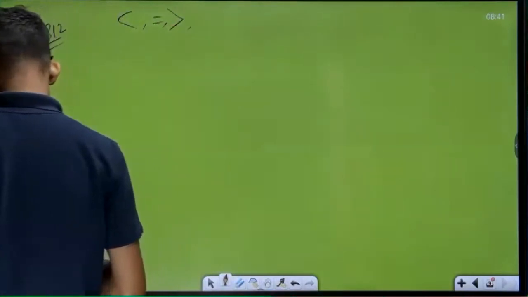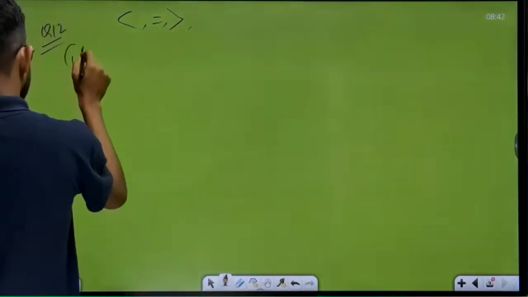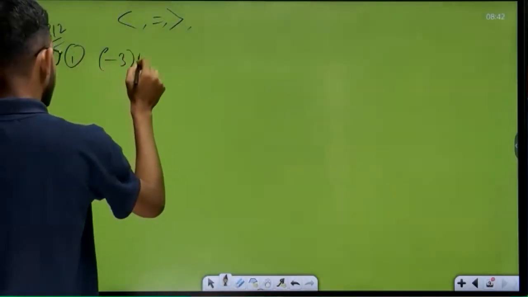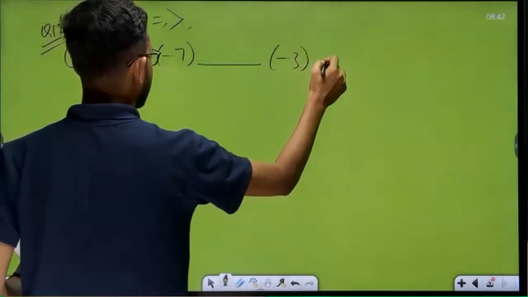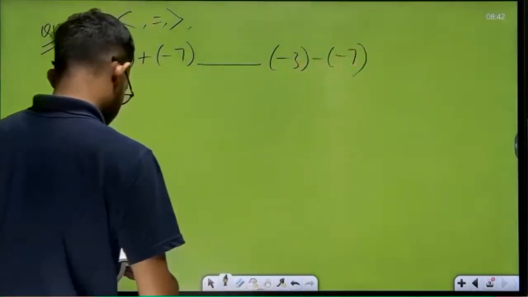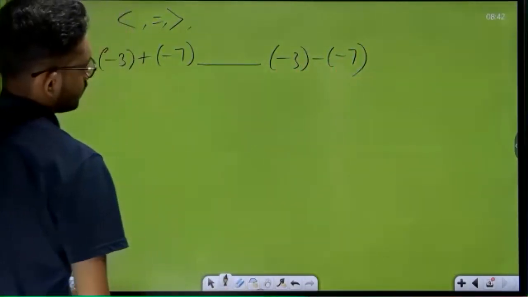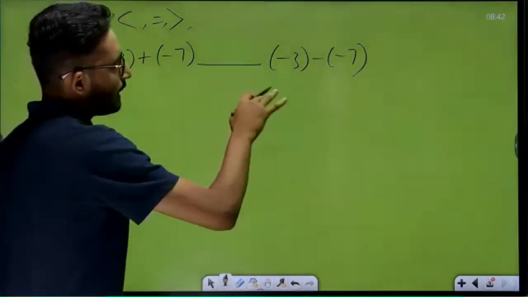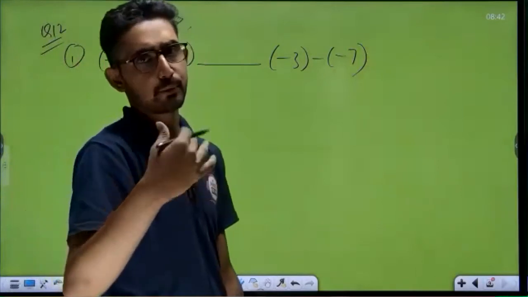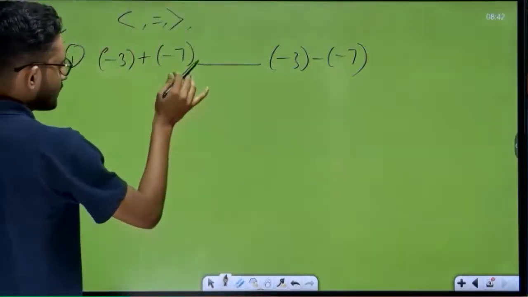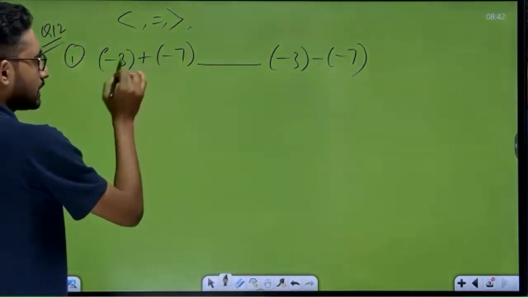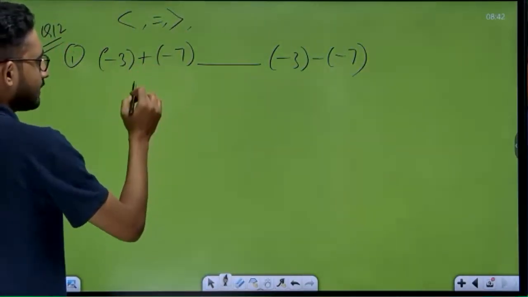Okay, see. First part, that is minus 3 plus minus 7. And here minus 3 minus 7. That is your question. Correct. So in this fill in the blanks, which sign do we have to put? I am going to do two questions, not more. First of all, I have to solve this part. How? Both numbers are negative. So 3 plus 7, 10.